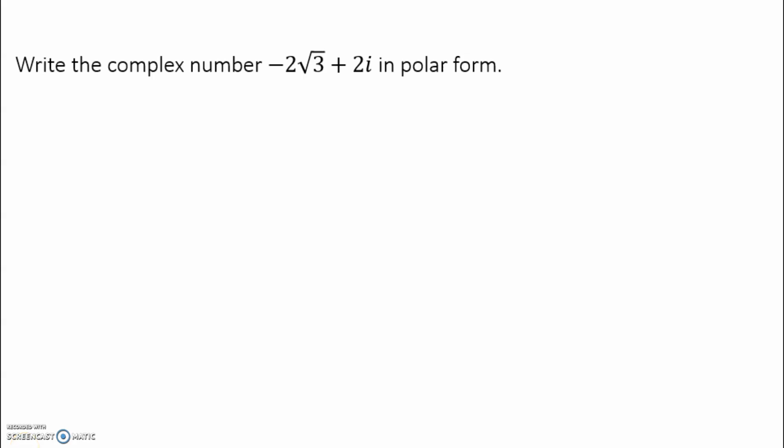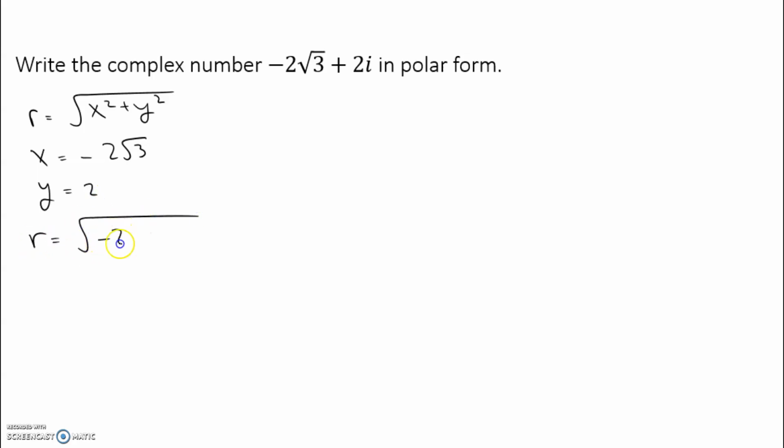Okay, continue with 10.5. If we're going to convert this complex number into a polar form, the first thing that we need to do is find r, which is the square root of x squared plus y squared. Our x is negative 2 square root of 3, and our y is 2. So r is the square root of negative 2 square root of 3, that whole thing squared, plus 2 squared.